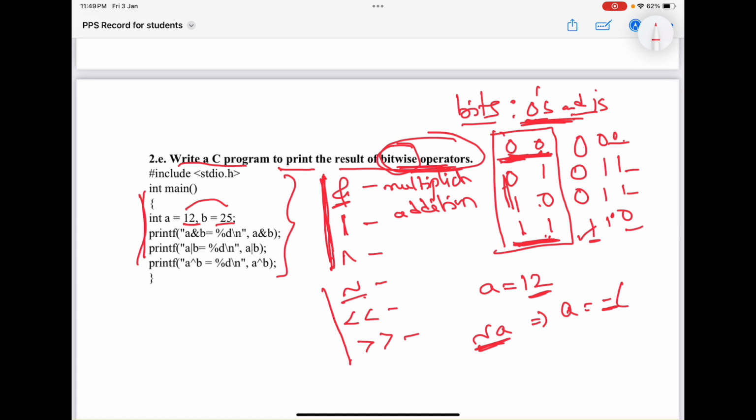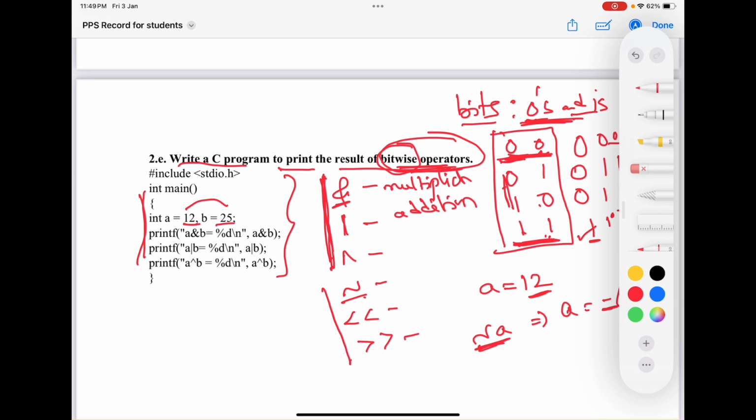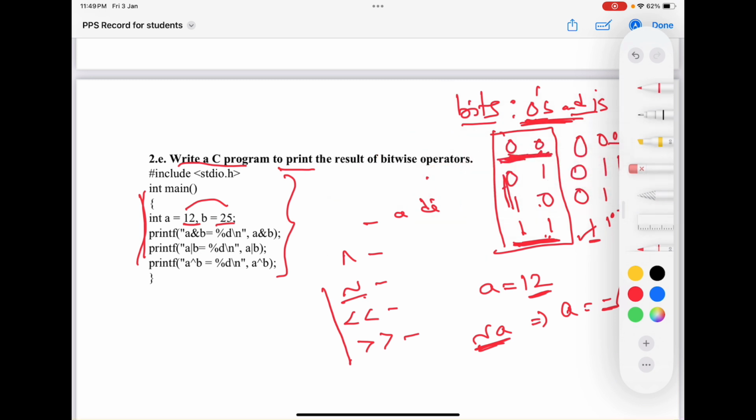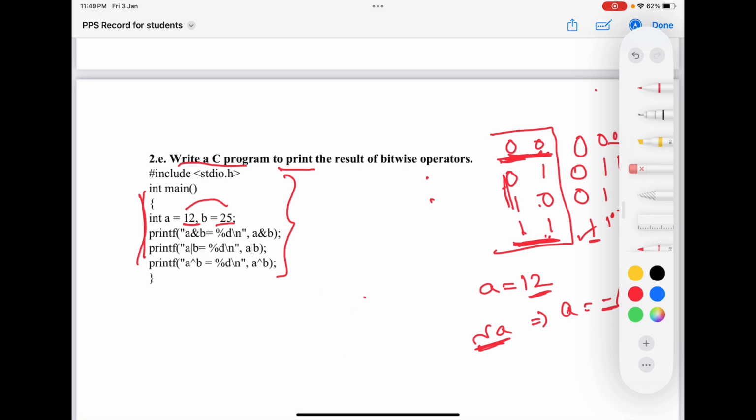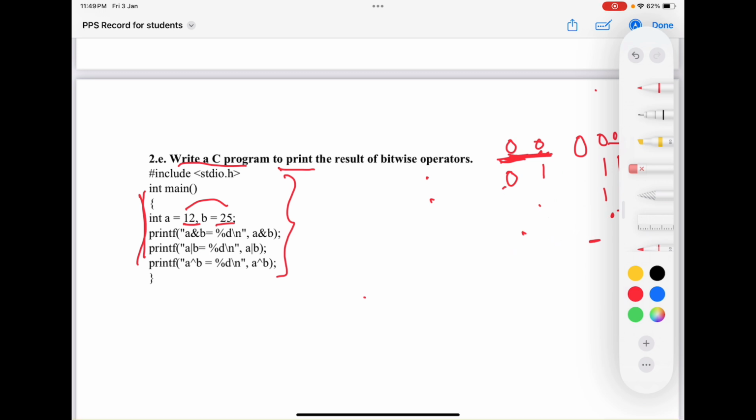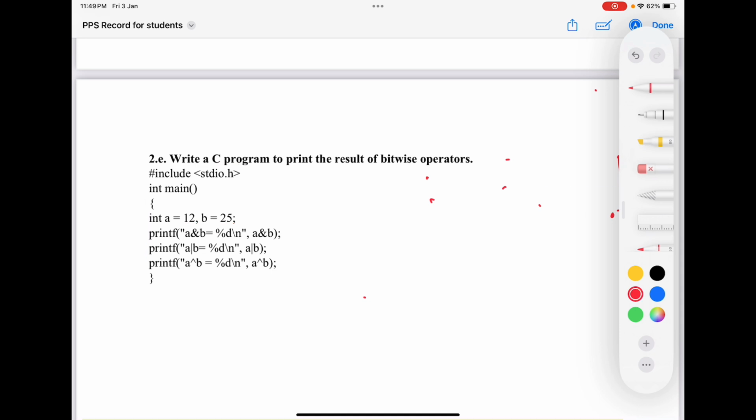Now I'll just erase this. What we discussed were these three operations, right? Now we'll execute a program for these three operations. The other ones we'll see after the execution part of this one. Now let's see, I have given 12 and 25 as my inputs. So the value of a is 12.